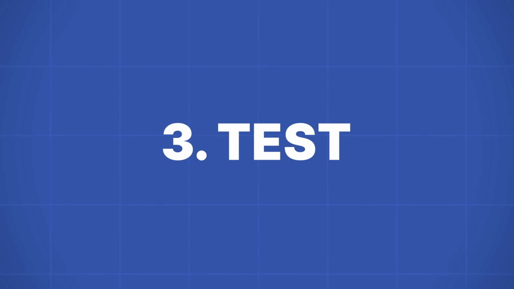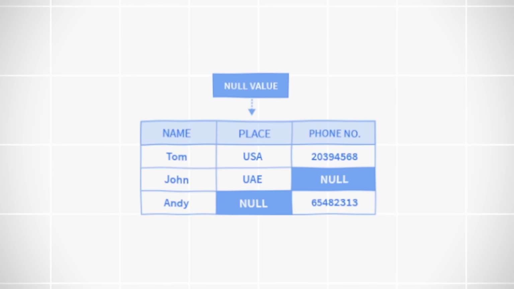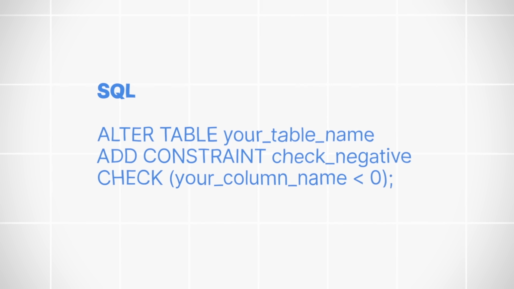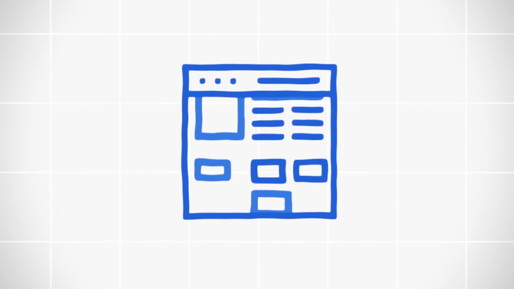The third concept is tests. This is where DBT really shines. If you want tests like there should be no null values, or the value of a particular column should be between maybe 0 and 100, whatever your logic is, right? You can write all of this inside the test. All of these things will be tested before it reaches your dashboard.